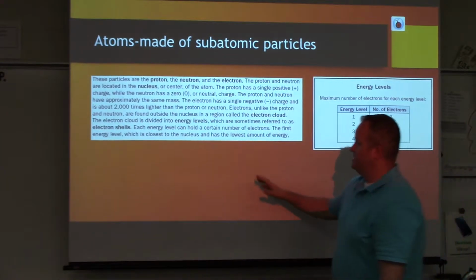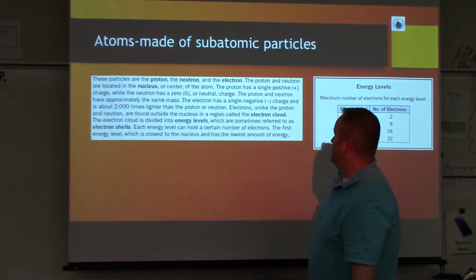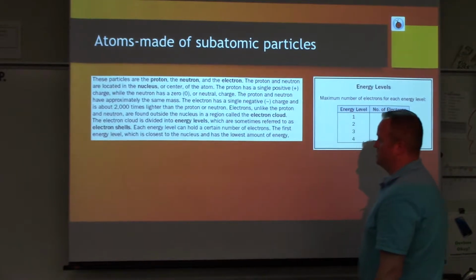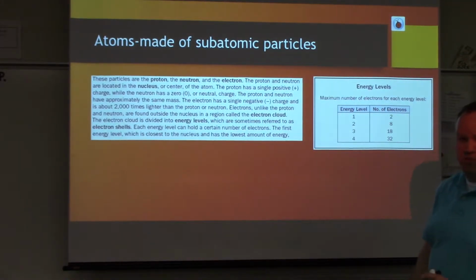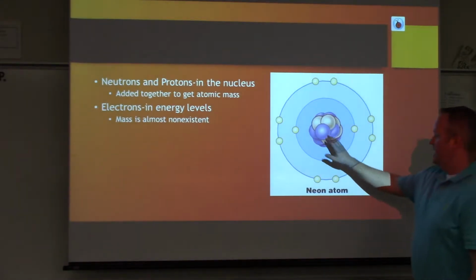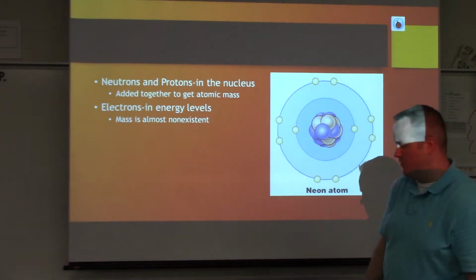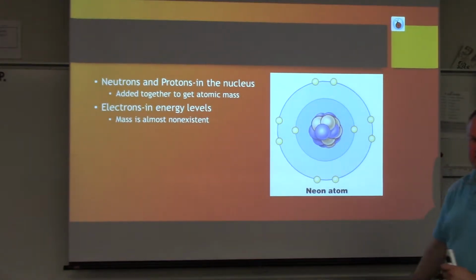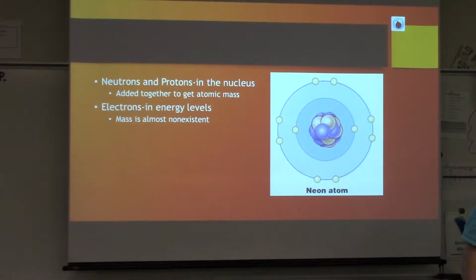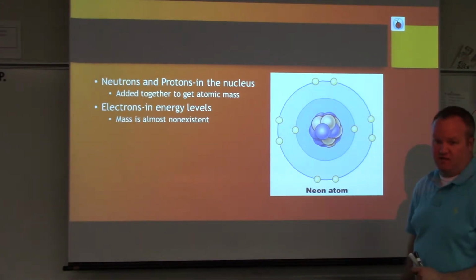Alright? And again it mentions the protons, neutrons, and electrons. It talks about the charges that these subatomic particles have. Remember that the proton is going to have a positive charge. And it's the number of protons that's going to give us the atomic number. For example, neon has an atomic number of 10. That means it has 10 protons.